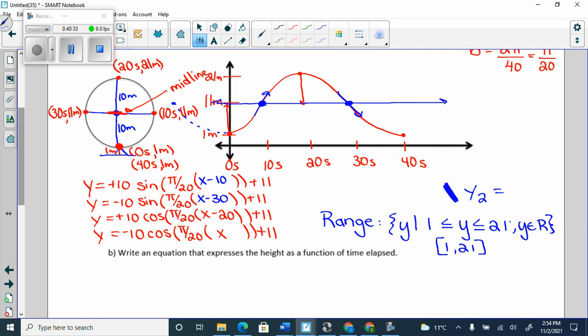What would be an appropriate domain? Let's think about it. X is what? X is time, right? Can we go negative time on the Ferris wheel? No, we can start at 0 or go up. How do we represent that? It's greater than or equal to 0. X such that x is greater than or equal to 0. And you have to watch on those other ones. If the variable is t, you have to go t such that t is greater than or equal to 0, because you don't even have an x in it. And then we'd go 0 to infinity.